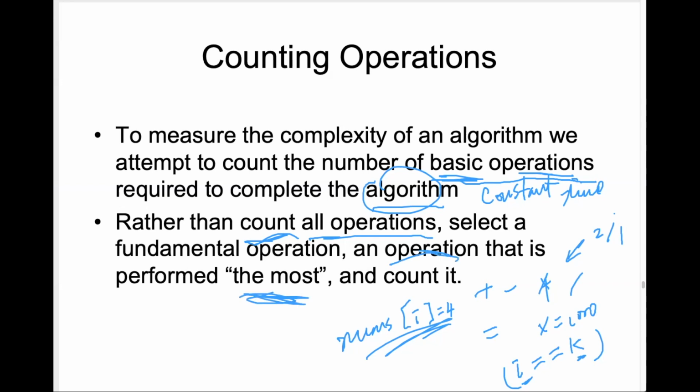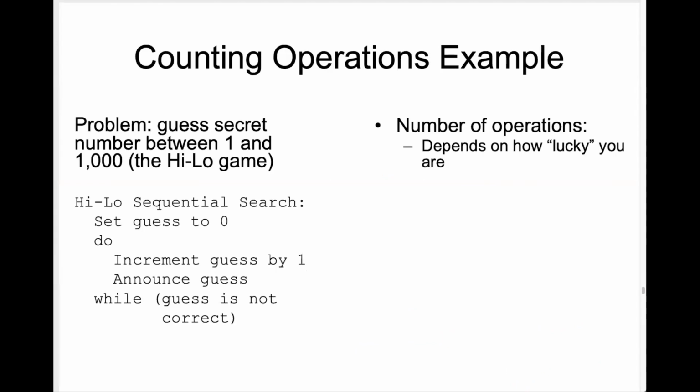Let's take a look at the following examples. This is the pseudocode for the Bob Alice game, but now we formalize it into a function. So this is the function we're looking at here. This function is called sequential search, high and low sequential search. Just like before, we're talking about 1 through 1,000. Alice is going to think of a number. Let's just say this is K. The key is K. Guess is not correct means Bob's guess is not K.